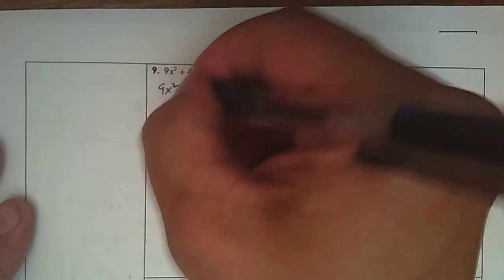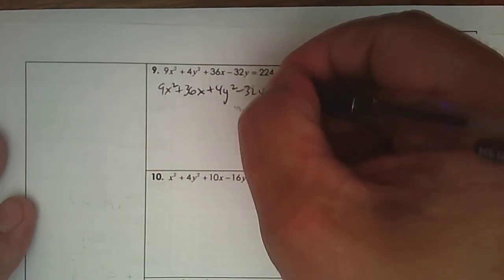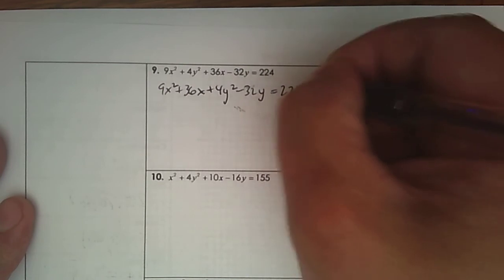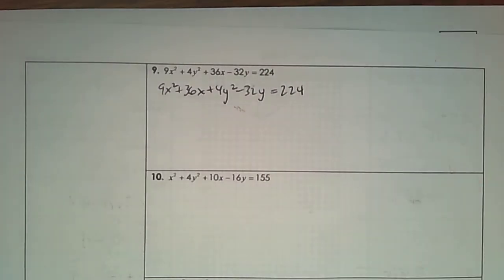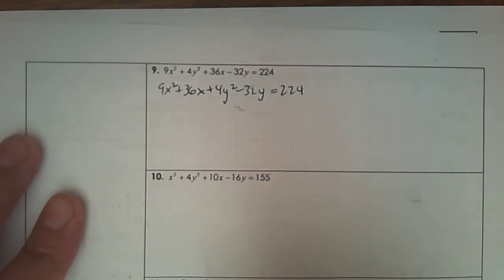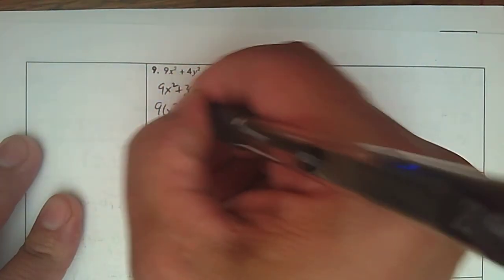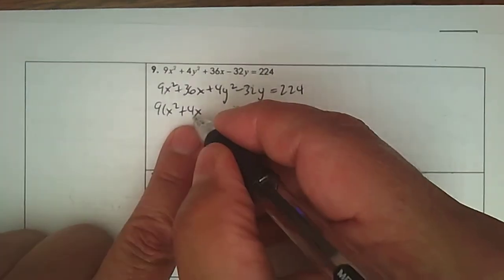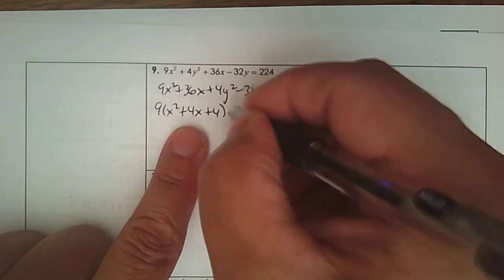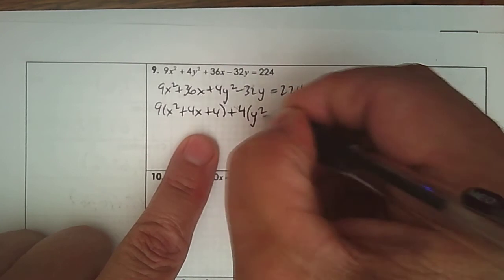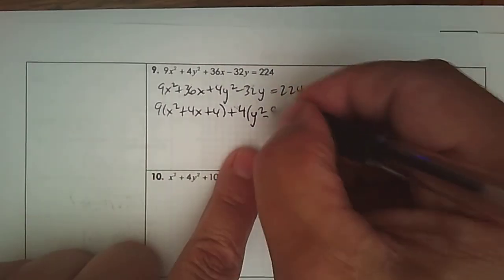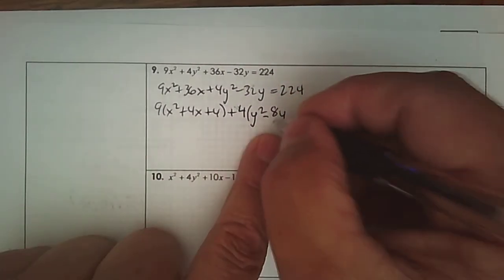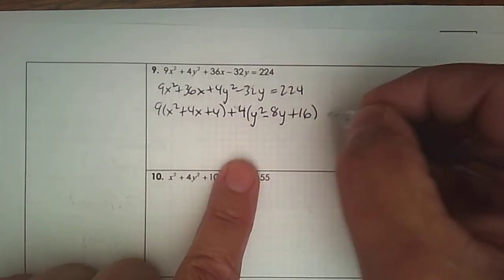So step 1, the x's. Step 2, the y's, put them together. 224 can stay on the right side. Next step, factor out a 9 for x. Now I'm going to do this right away. Divide it by 2 and square it. So that number is 4. I'm going to factor out a 4, and I get 8. Again, divide by 2 and square it, and you get 16.